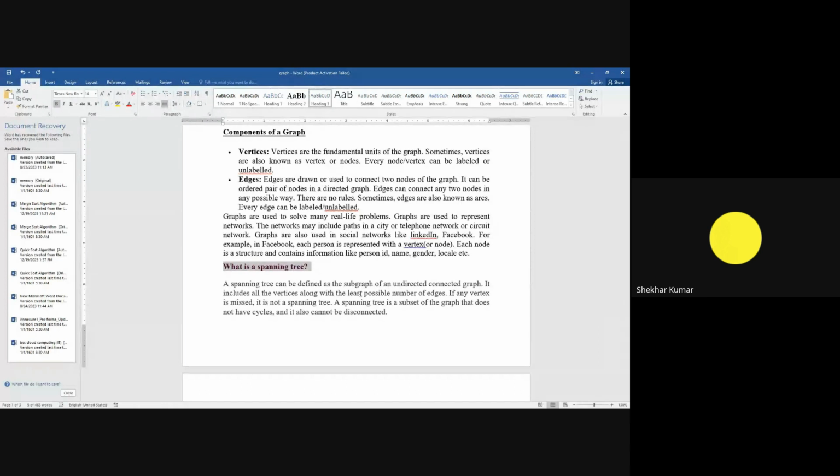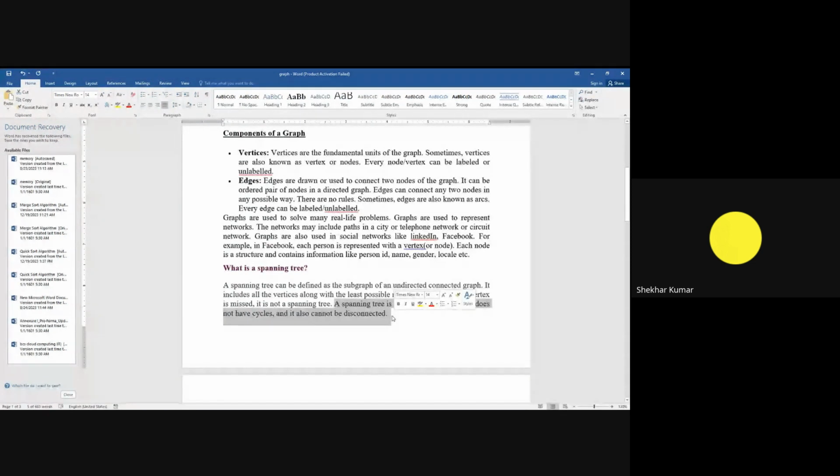Sometimes it is frequently asked in interview questions or in many competitive examinations: a spanning tree is a subset of the graph that does not have a cycle. Is it a true statement or not? It is very important that a spanning tree is a subset of the graph that does not have any cycles. And it also cannot be disconnected, because it will cover all the vertices of the graph.